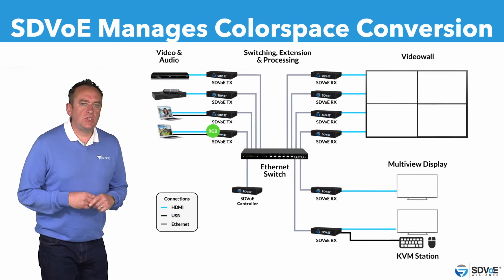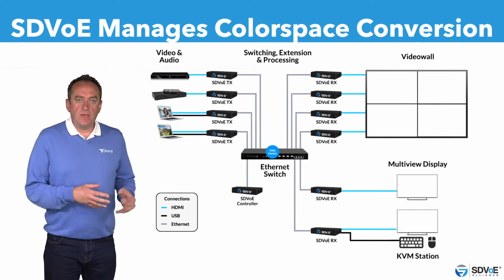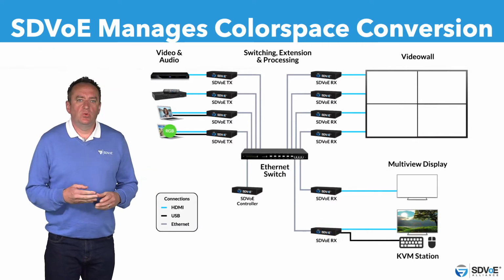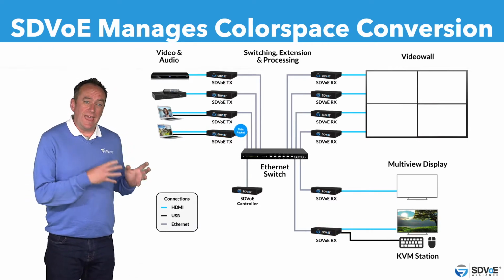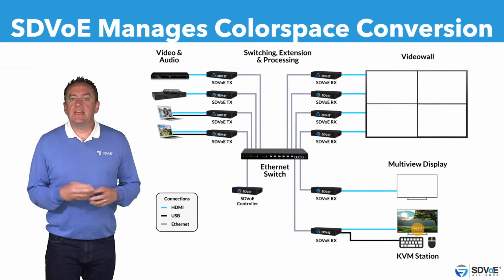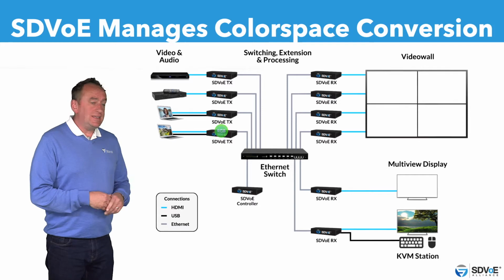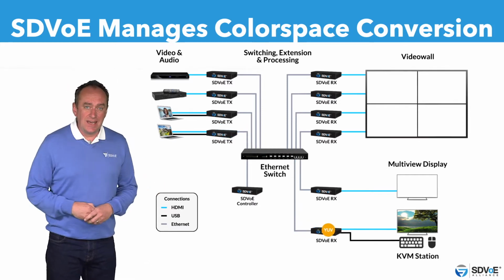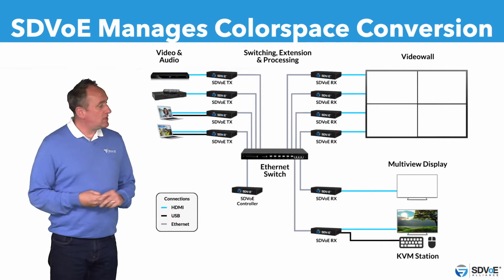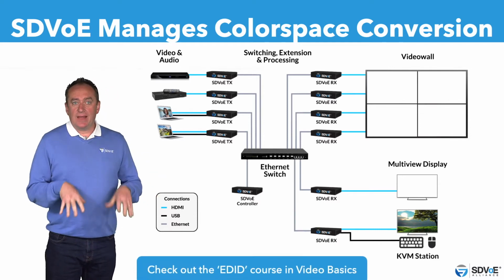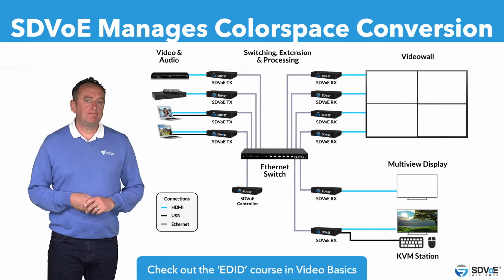Although RGB is associated with computers and YUV with consumer sources, there is no hard and fast rule about which colour space will be output by a particular source. When a display is connected to a source, EDID is used to determine which signal the source needs to send based on the capabilities of the display. If you want to learn more about EDID, check out our courses here on the Academy.